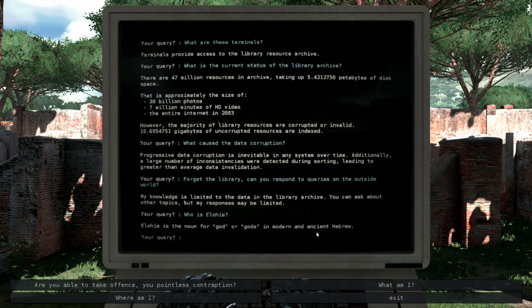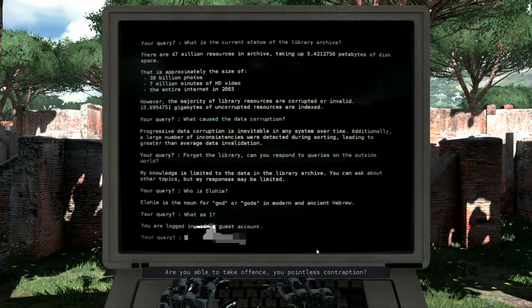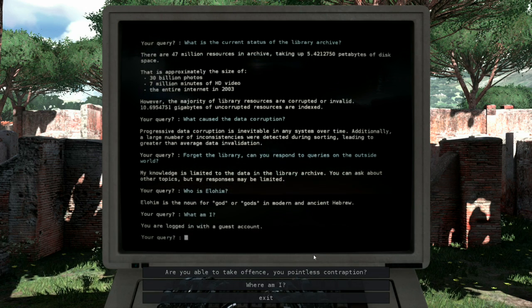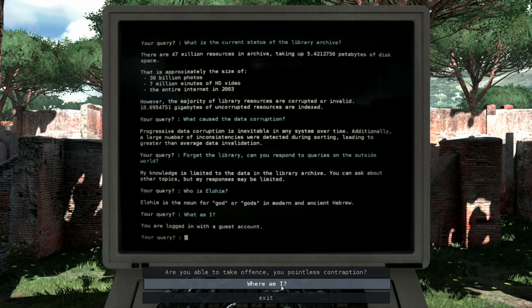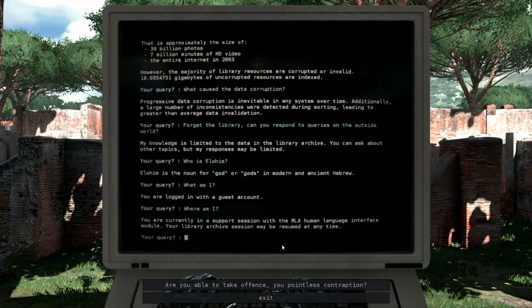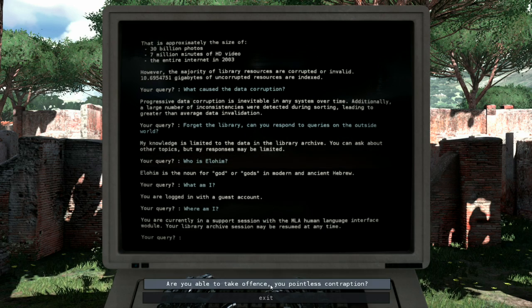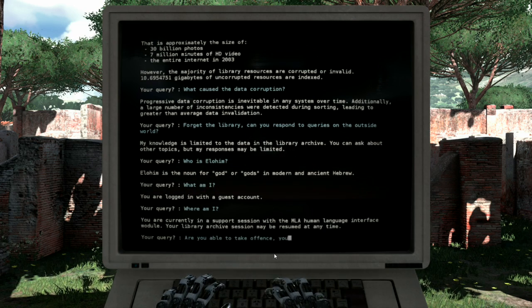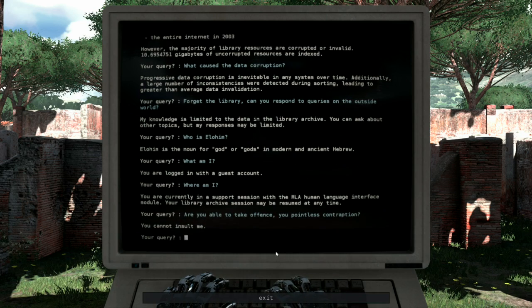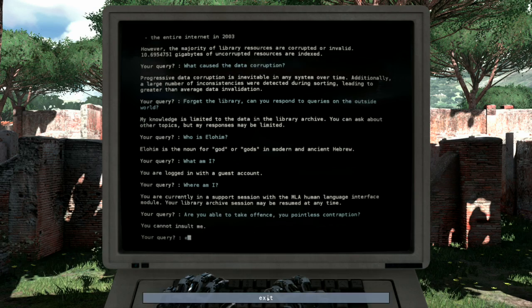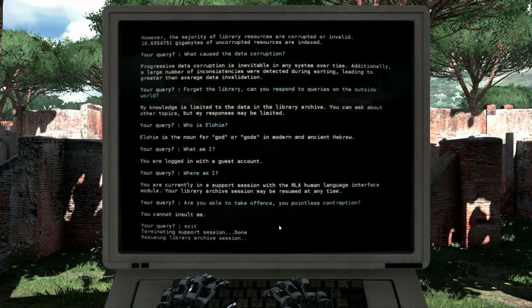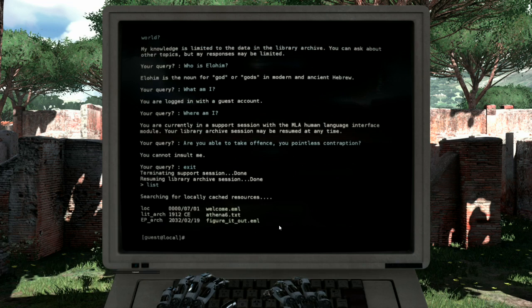Okay. What am I? You're logged in with a guest account. Well, okay. Where am I? You are currently in a support session with the MLA Human Language Interface module. The library archive session may be resumed at any time. Are you able to take offense, you pointless contraption? You cannot insult me. Burned by a library helping system.